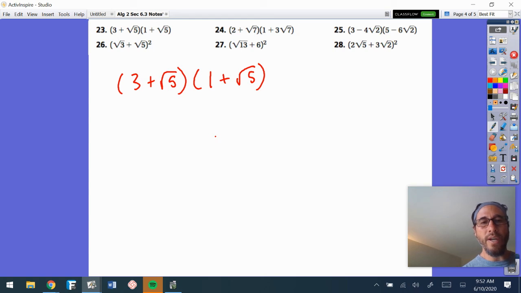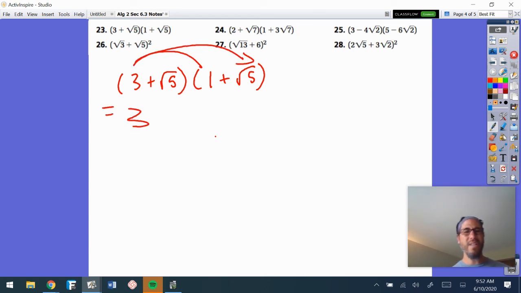All right, so how do I distribute? I take that 3 and I share it to both of those guys. What is 3 times radical 5? Well, 3 is not in a radical, so that means it stays on the outside. So it's 3 radical 5, right? There's like a 1 there, and 3 times 1 is 3. Once I multiply that 3 by everything, that guy's done.